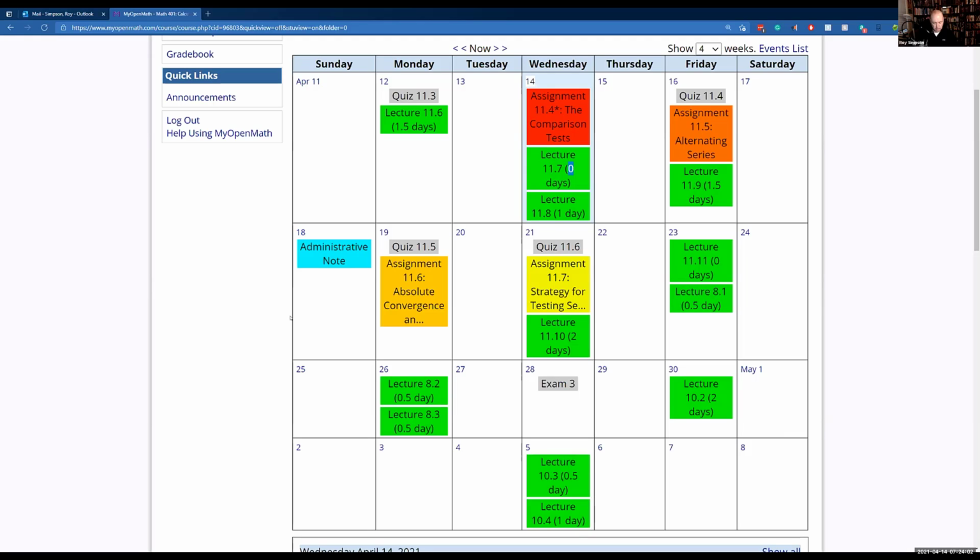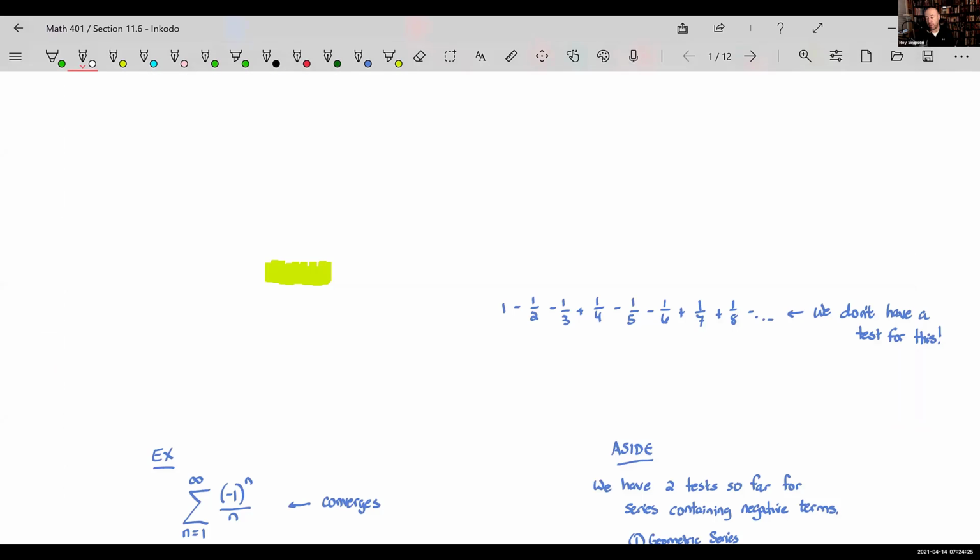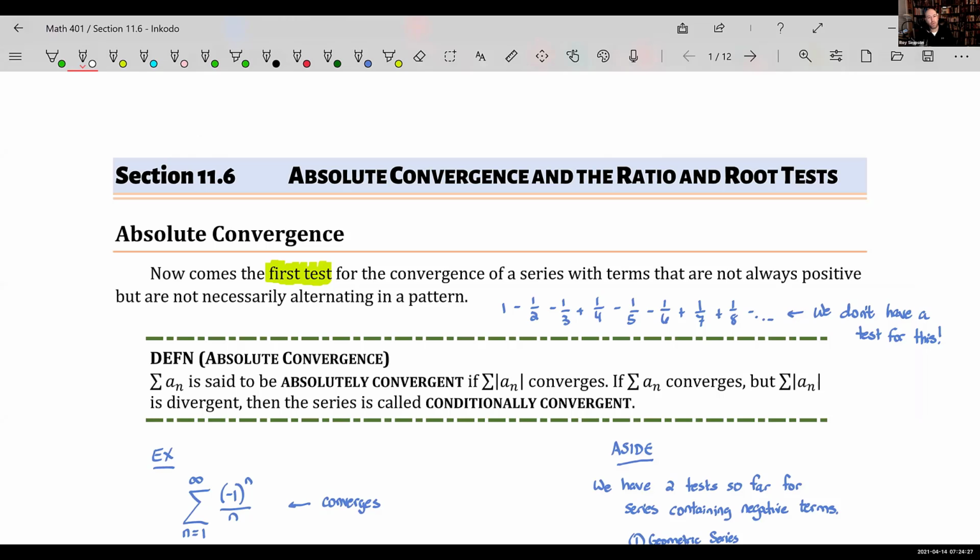All right, so let me go to my laptop and share my screen there. Let's continue through section 11.6. 11.6 is the ratio and root tests and absolute convergence. And these, as I've mentioned, are kind of the coolest tests around.